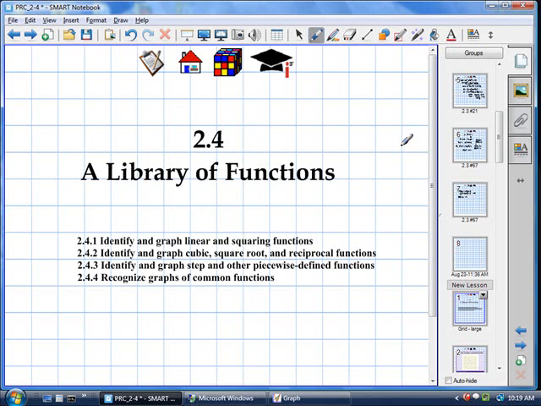All right, so here's where we're headed today. The book calls it a library of functions. And I think we've done a little bit of this already. What it's saying is there are some famous functions, maybe even things like the I don't give a rip function, more commonly known as the constant function.